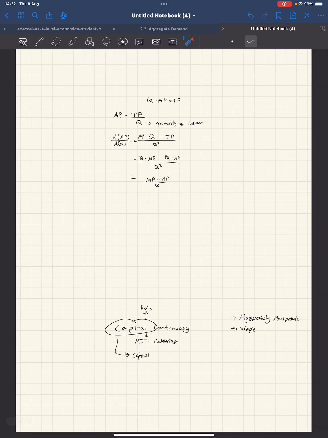Next time, I'm going to actually look at specific production functions. The next video will probably be the Cobb-Douglas production function.